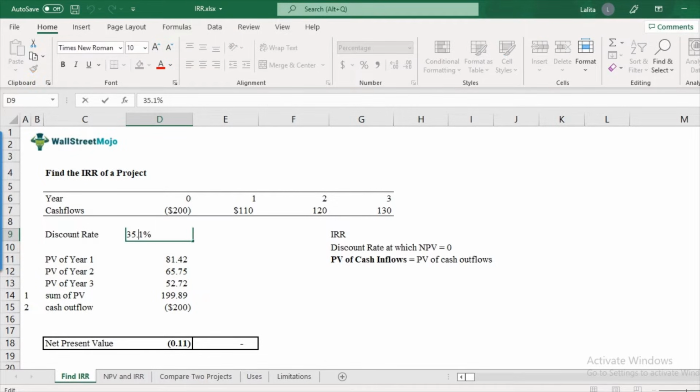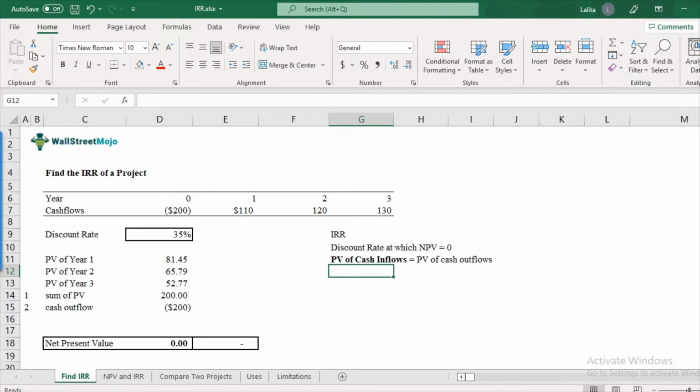How about 35.05? And it is 0.02, maybe 35.055, 0.01. So I'm still getting closer to it, right? So at 35.059%, the net present value has become approximately equal to 0. And this is your internal rate of return.